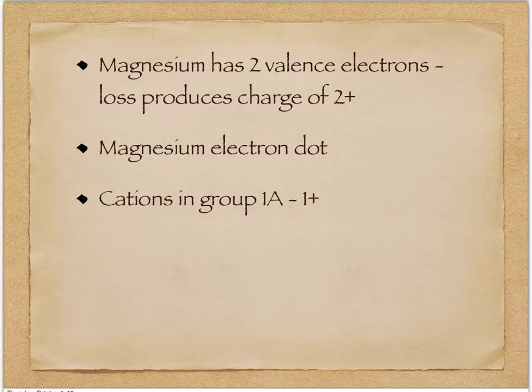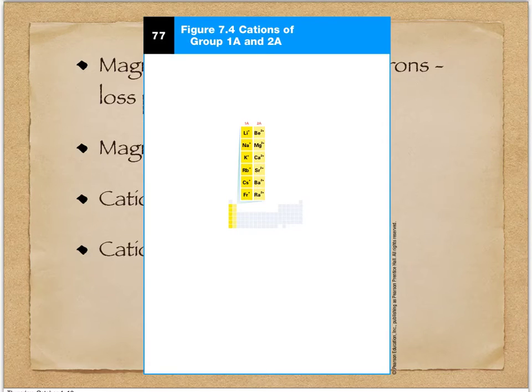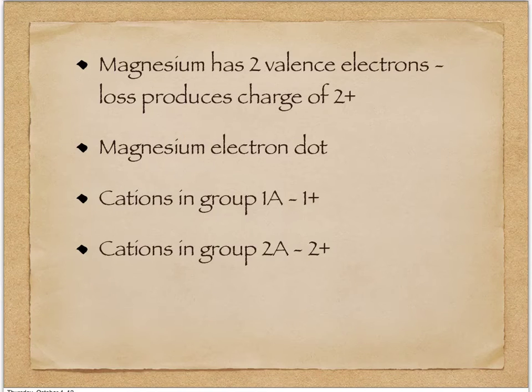Anything in group 1A becomes a plus 1 ion. The elements in group 2A become 2 plus. If you're in group 3A, you become 3 plus. So here are our examples. Lithium, sodium, potassium, and rubidium are all going to be plus 1 ions. Beryllium, magnesium, and calcium are all going to be plus 2 ions.